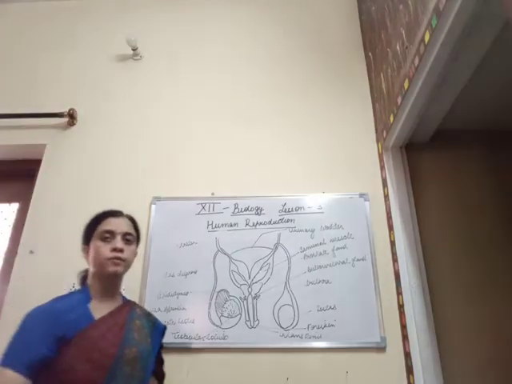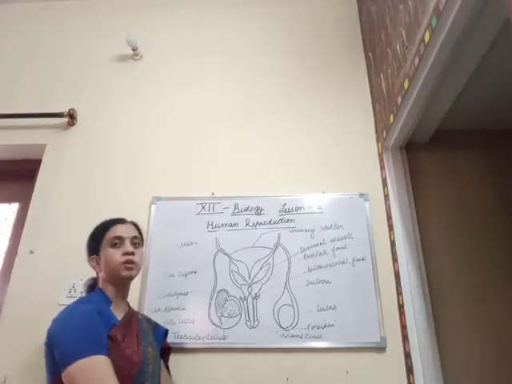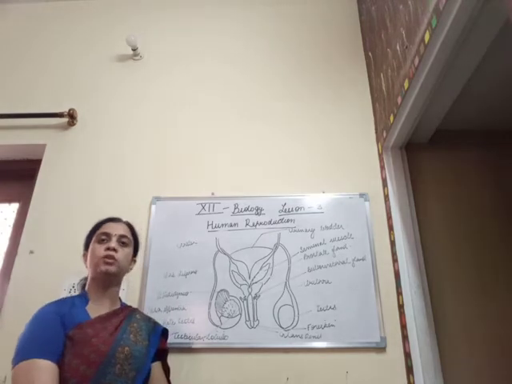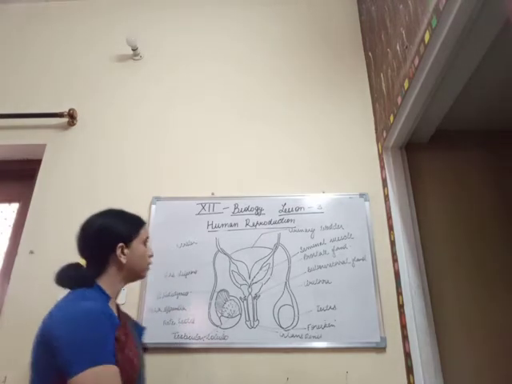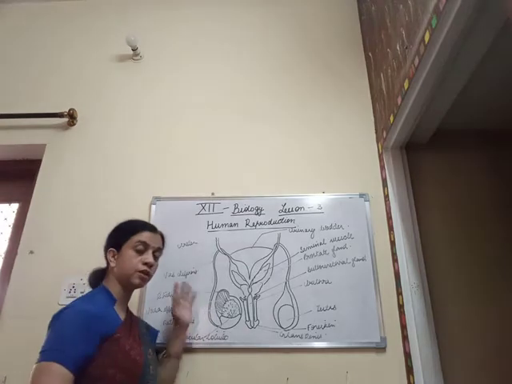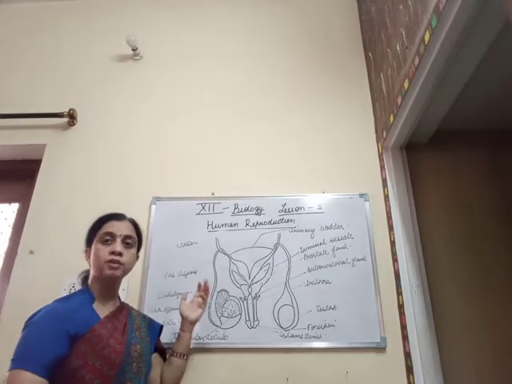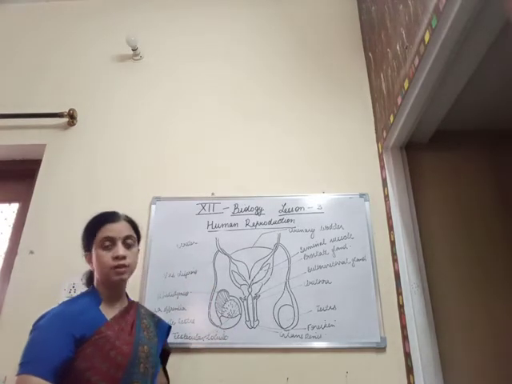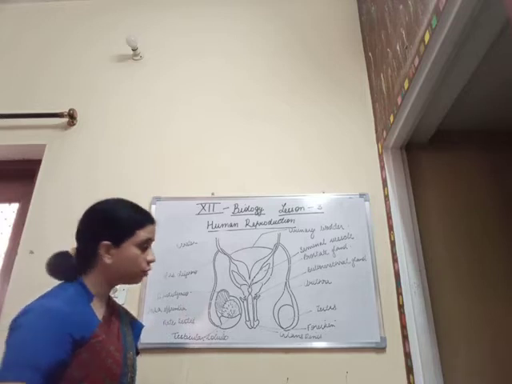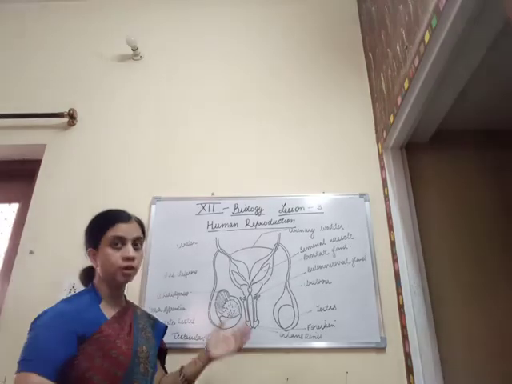Welcome back, students, to the continuation of the chapter, human reproduction. Now we are going to discuss the male reproductive system. As I have told you, it consists of a pair of testes, accessory ducts and several glands. Here we are going to study the structures in detail.